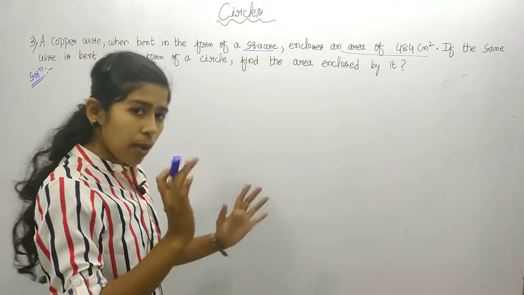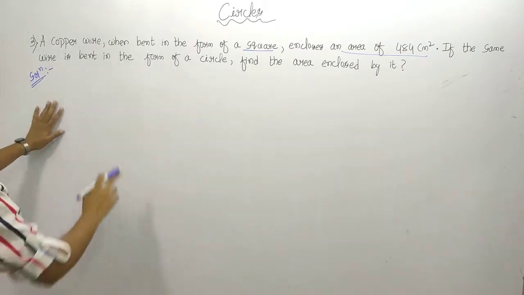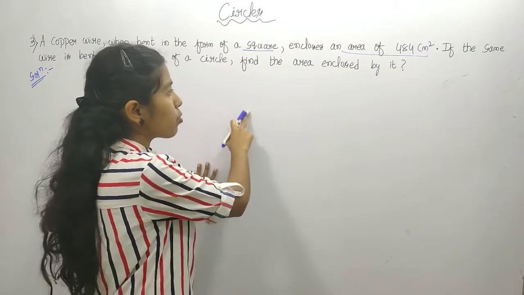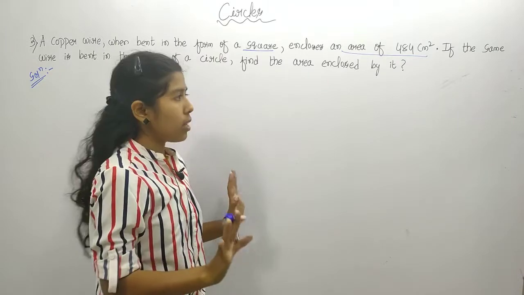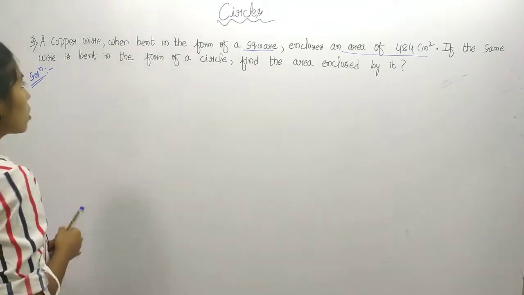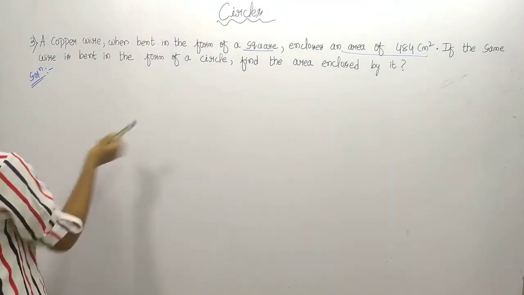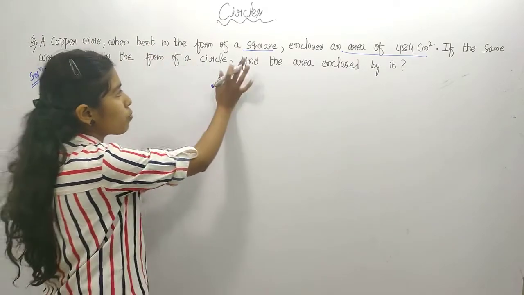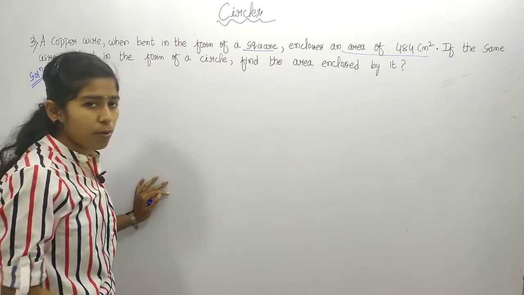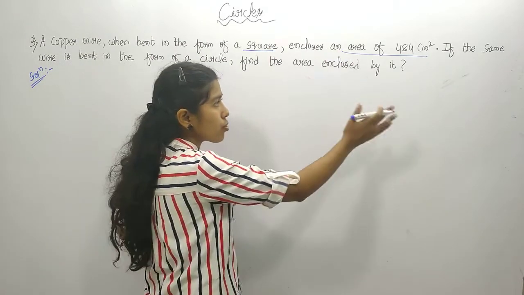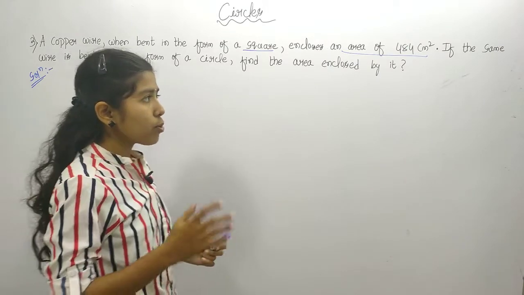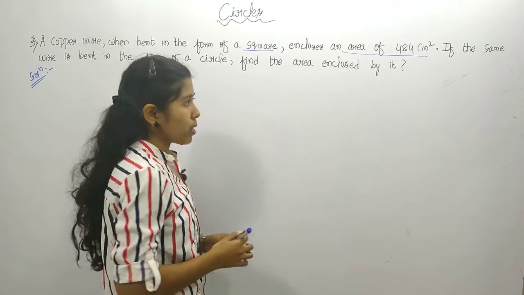After that, the same wire is there. You have to bend it in the form of a circle. Then you have to find what will be the area. So let's see, an interesting question. First of all, let's come to the first line. A copper wire is there. You have to bend that copper wire in the form of a square, and its area is also given, which is 484 cm square. So for that you have to know the area of a square.